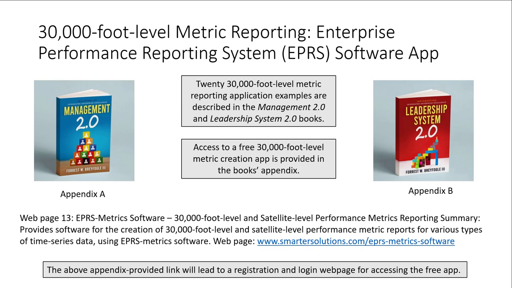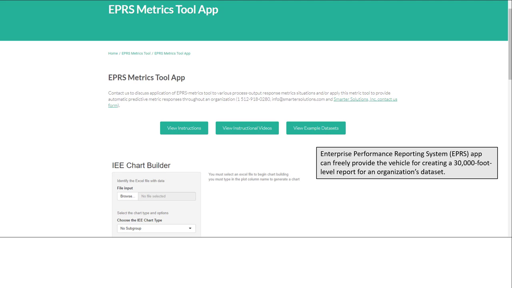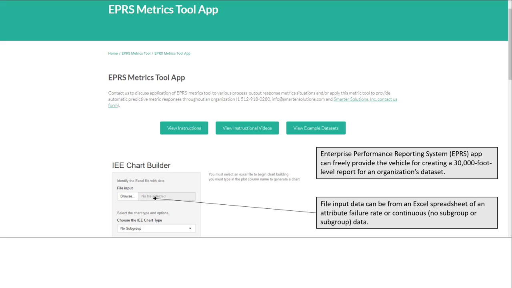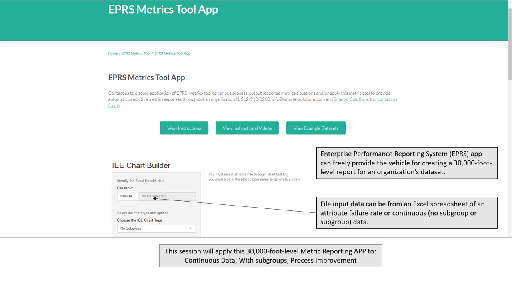The above appendix provided link will lead to a registration and login web page for accessing the free app, which would look like that shown here. Enterprise Performance Reporting System, or EPRS app, can freely provide the vehicle for creating a 30,000 foot level report for an organization's data set. File input data can be from an Excel spreadsheet of an attribute, failure rate, or continuous response. This session will apply this 30,000 foot level metric reporting app to continuous data with subgroups when there's process improvement.